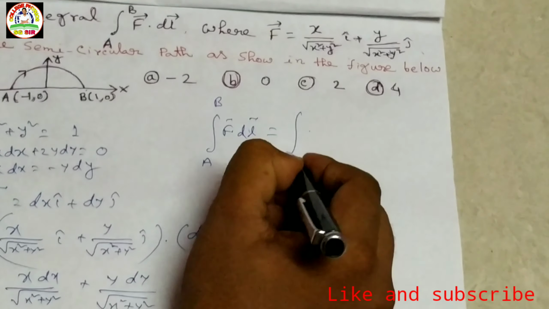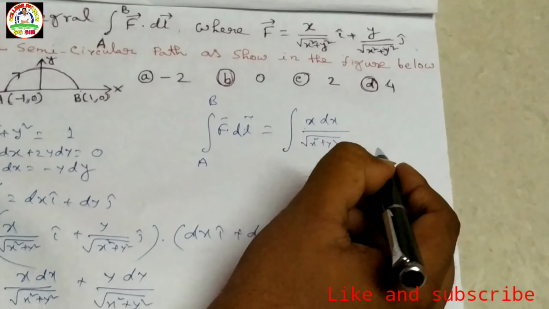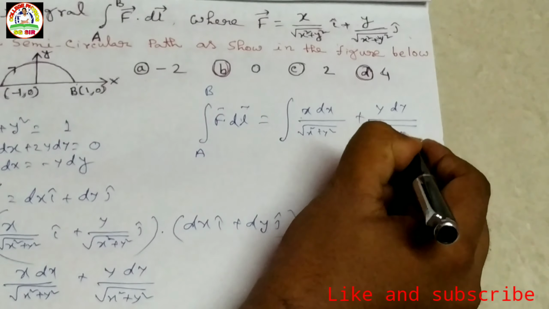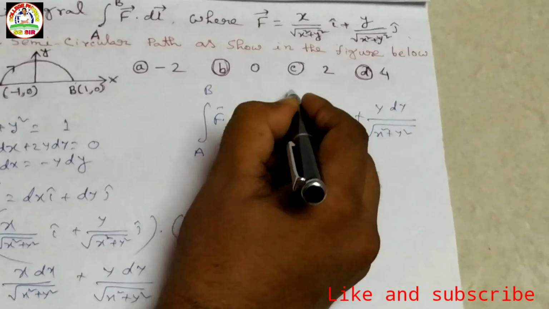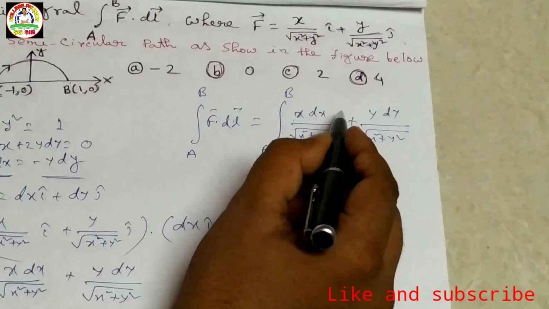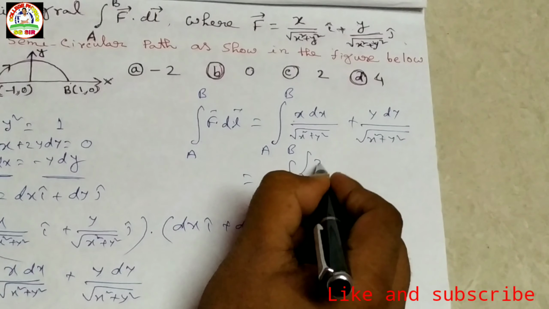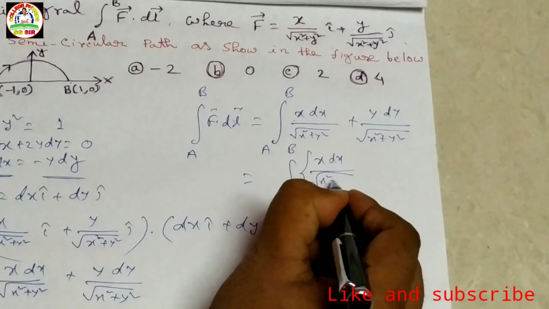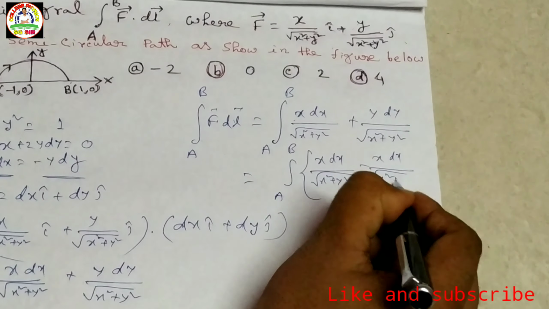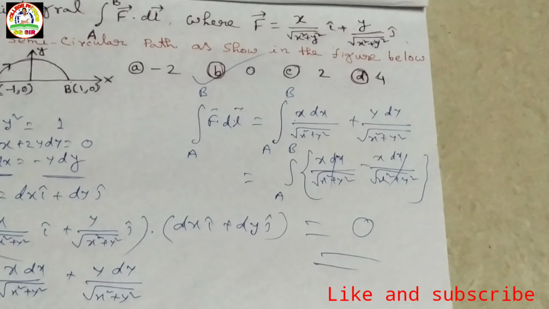So if we put this value, the integral from a to b of f dot dl is equal to the integration of x dx by root over of x square plus y square plus y dy by root over of x square plus y square, a to b. Now also we know x dx equal to minus y dy. If we put this value, then we can write x dx by root over of x square plus y square minus x dx by root over of x square plus y square, and these cancel each other, so answer is 0. So option B is correct.